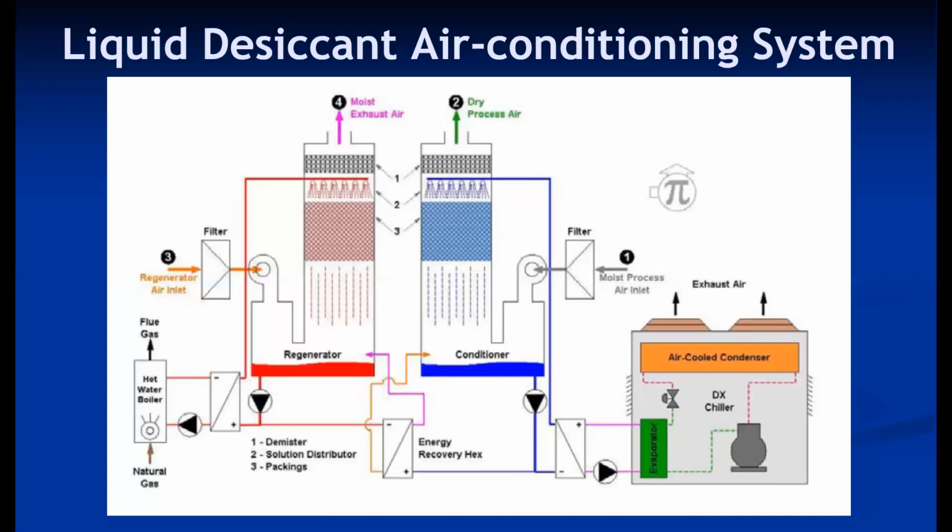But if we are using desiccants along with the vapor compression system or evaporative cooling coils, then the cooling coil handles only the sensible heat, while the desiccant handles the latent heat. So obviously the load on the cooling coil or the air conditioner reduces marginally. That's why it is suitable where there is a high latent heat load. So this is a liquid desiccant air conditioning system.